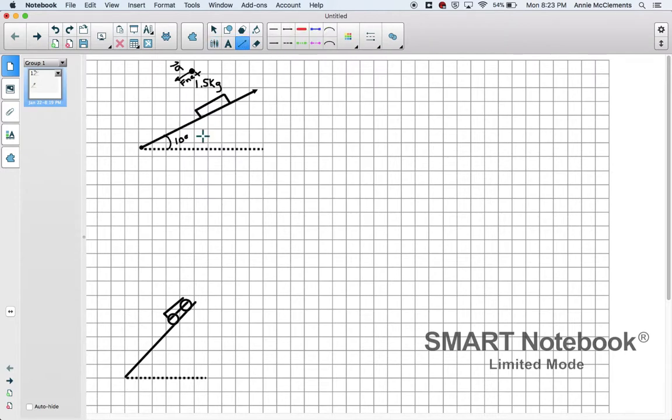So I'm going to draw a free body diagram here for my computer. We're going to have gravity going straight down. We'll have some normal force, and then there's going to be a friction force acting up the ramp. Give those some labels.